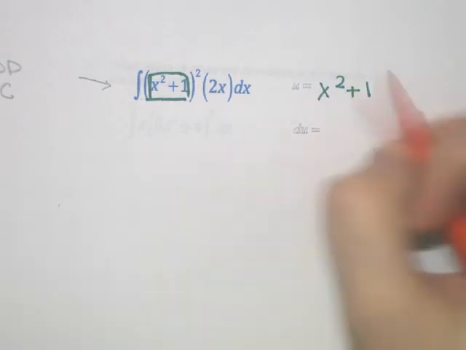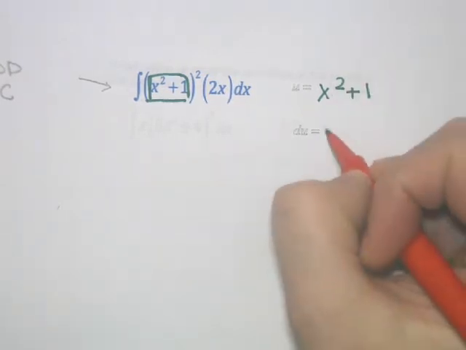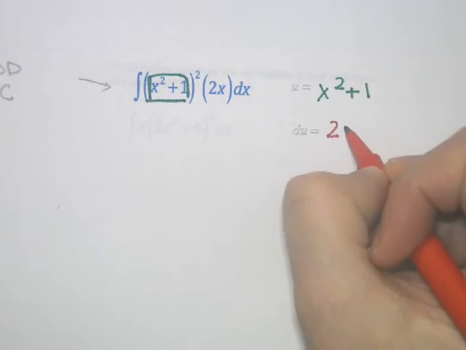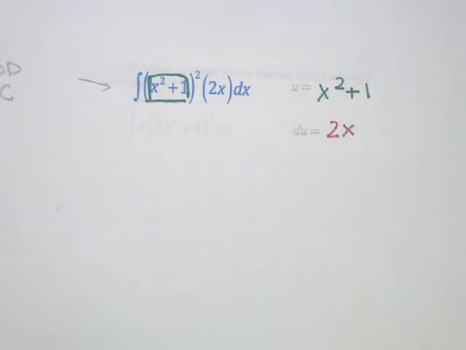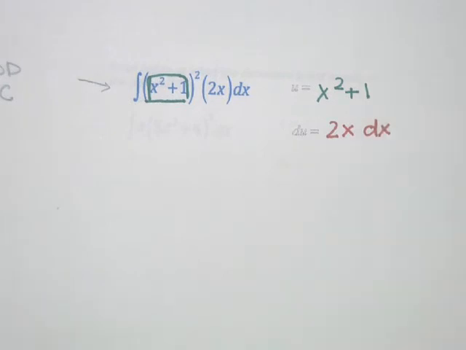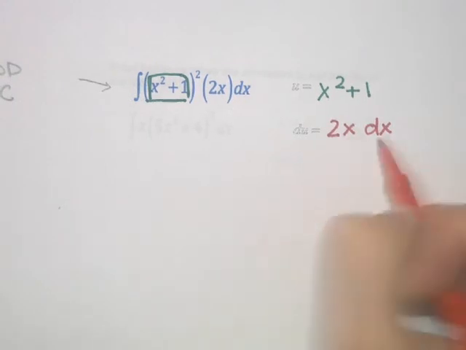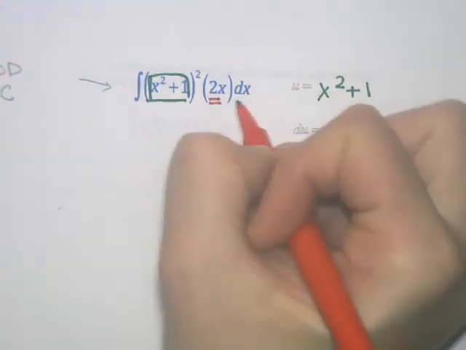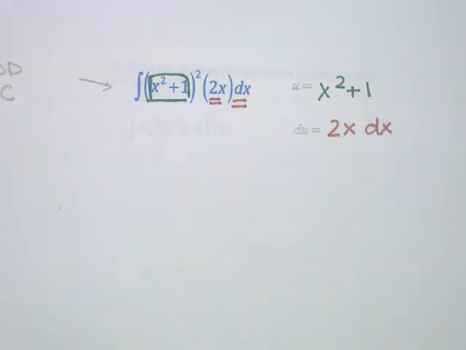Now for du, we always take the derivative. It's asking for the derivative. So I'm going to bring down the 2x. And since it's the derivative, we're going to add on the derivative of x, so add on the dx. Now I can see my 2x dx is right here. So that's going to end up getting replaced with du.